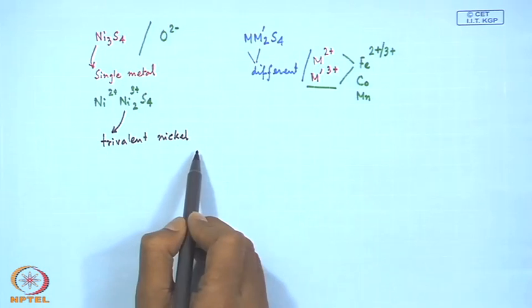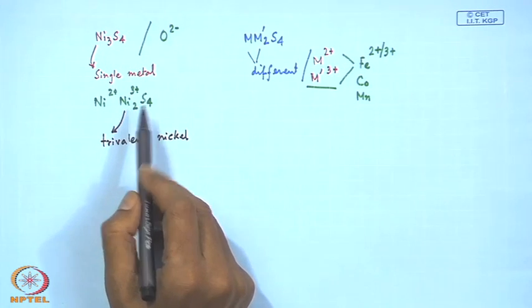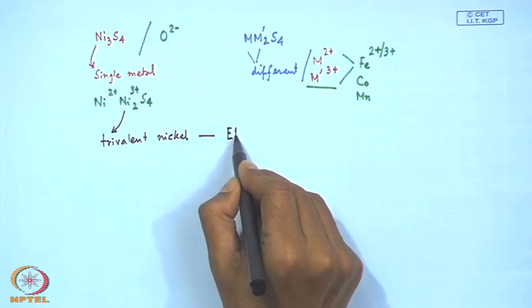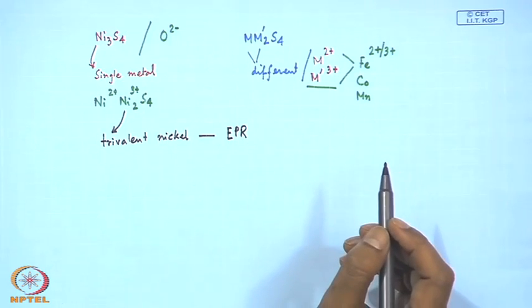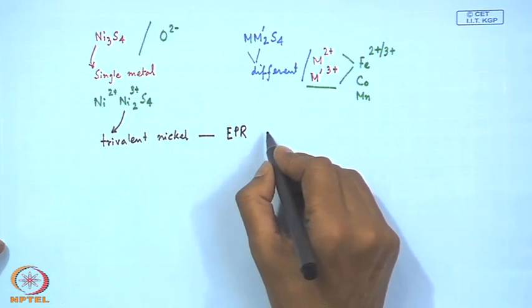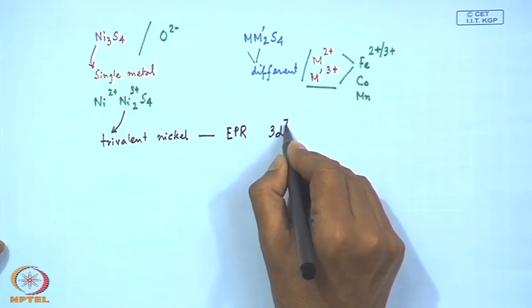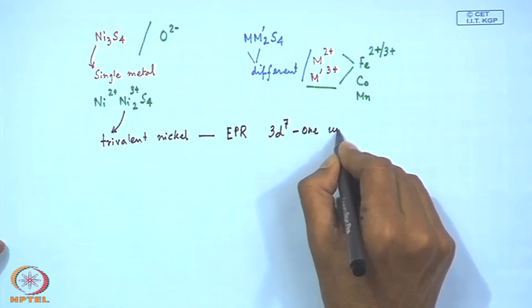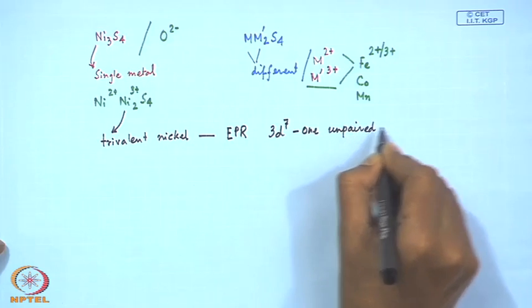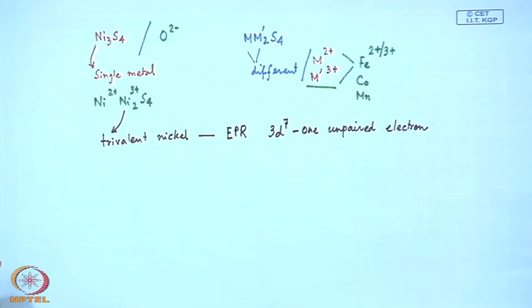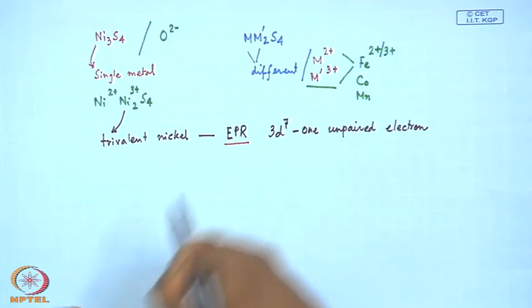So, this trivalent nickel can be stabilized in this particular environment, and spectroscopically we can characterize its presence if we go for an electron paramagnetic resonance spectrum, and we get the corresponding signal for the trivalent nickel, which is due to the 3d7 configuration with one unpaired electron, and that unpaired electron can very nicely be detected in the electron paramagnetic resonance spectrum.